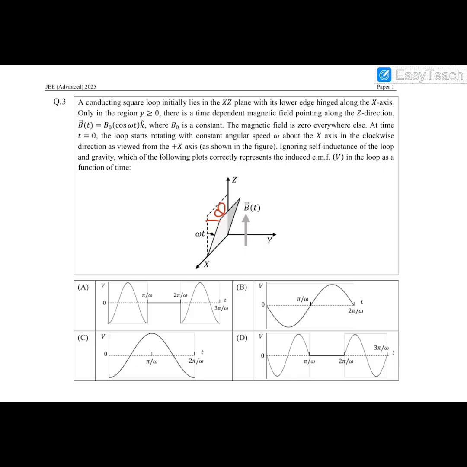So we know that the initial area vector of the loop will be like that, and the final area vector after rotation would be like that. If this angle is theta, then this will be theta. So the area vector A will be equal to A cos theta, which is cos omega t i cap, minus A sin omega t k cap. And B will be B naught cos omega t k cap.